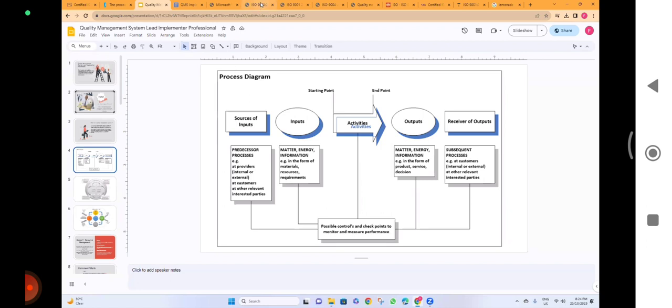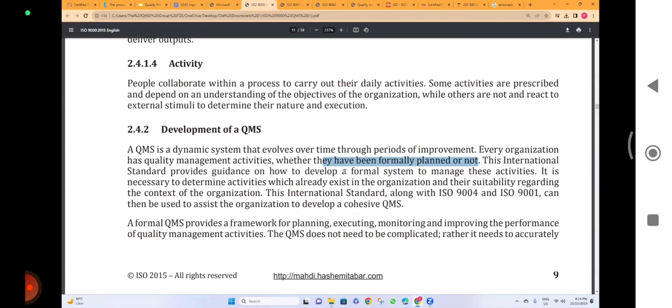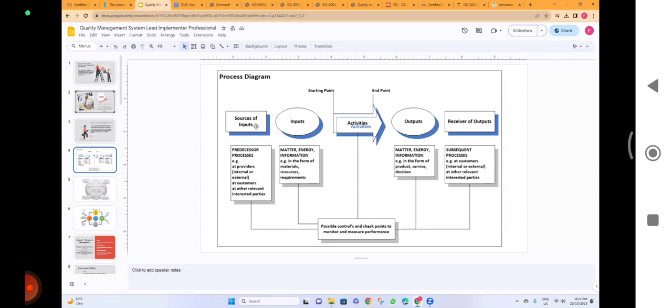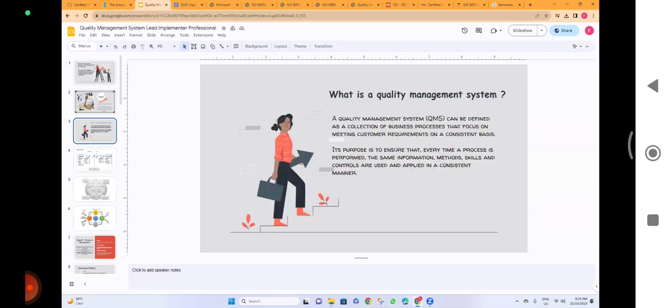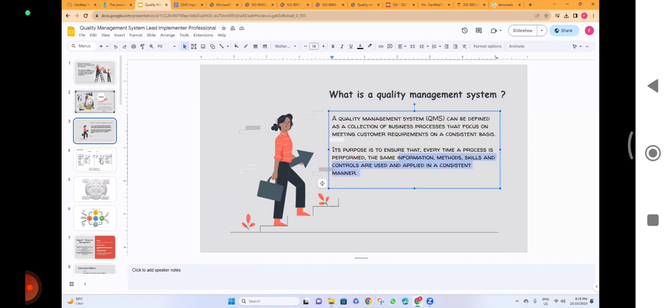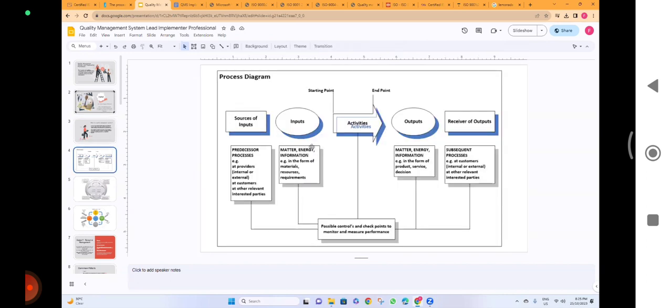So your job now is to make sure that those quality management activities are formalized. You want to make sure that whenever this process happens in your organization, the same information, the same methods and skills and controls are used and applied in a constant manner. So this is what you call the process approach.